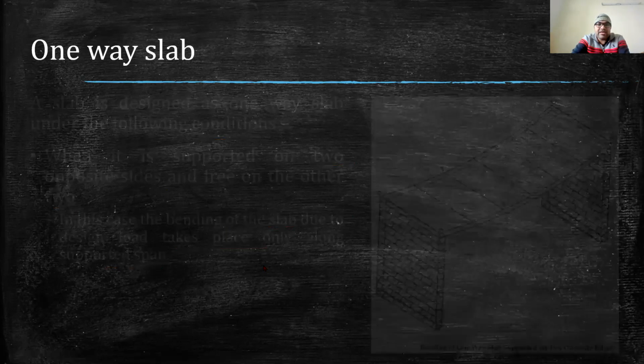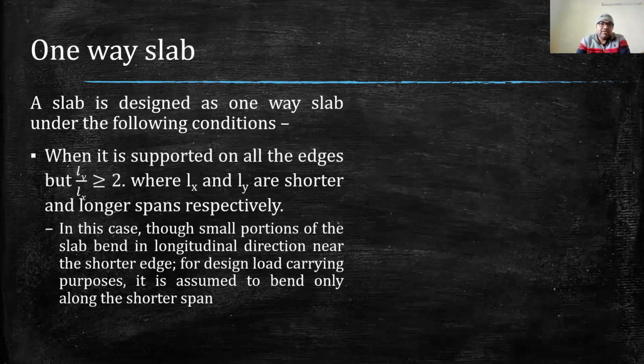Similarly, the second condition is when there is an aspect ratio difference, when the aspect ratio of the slab is more than or equal to 2. Here, Ly is the longer span of the slab and Lx is the shorter span of the slab. So when their ratio is greater than or equal to 2, in that case also we will be designing a one-way slab. And in this case, though some portion of the slab bends in the longitudinal direction near the shorter edge, for design load carrying purpose, it is assumed to bend only along the shorter span.